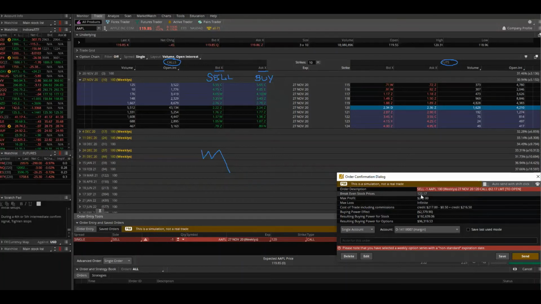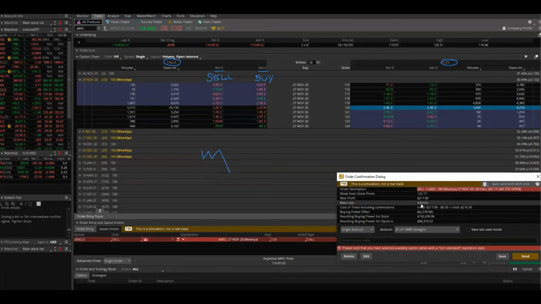Like I said, we don't want this to go up. We want it to stay down. If it goes up to 122, I make nothing. And if it goes even higher, I start losing money. Right here, you'll see that it says max loss infinite. So this is why they call this strategy of selling a call a naked call.